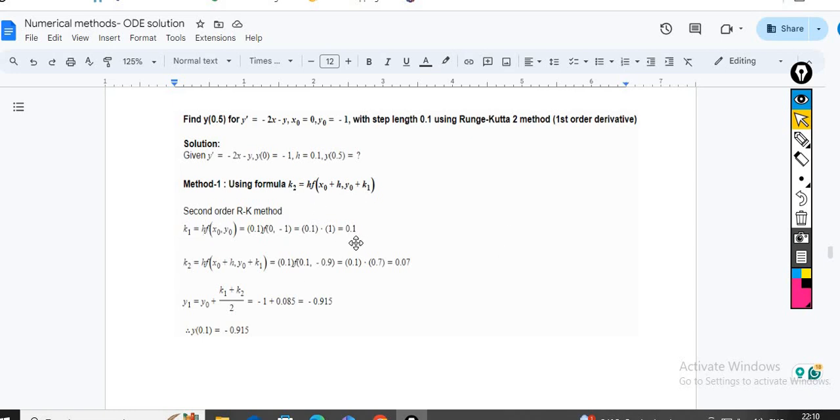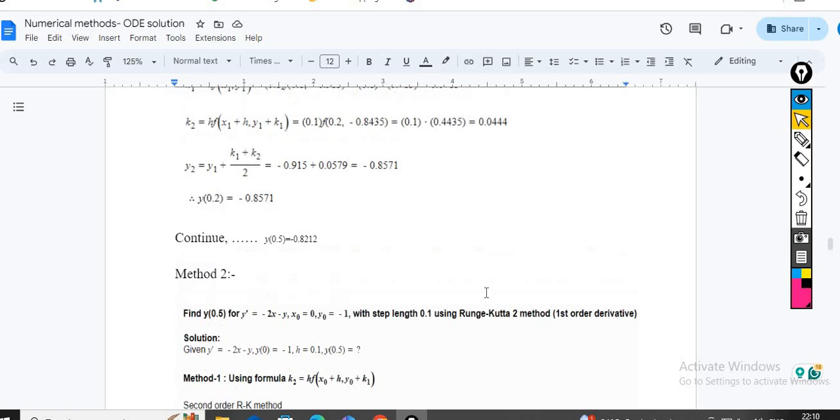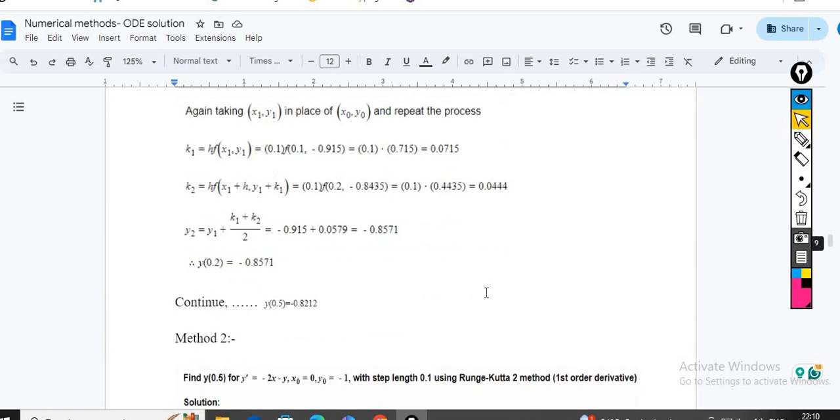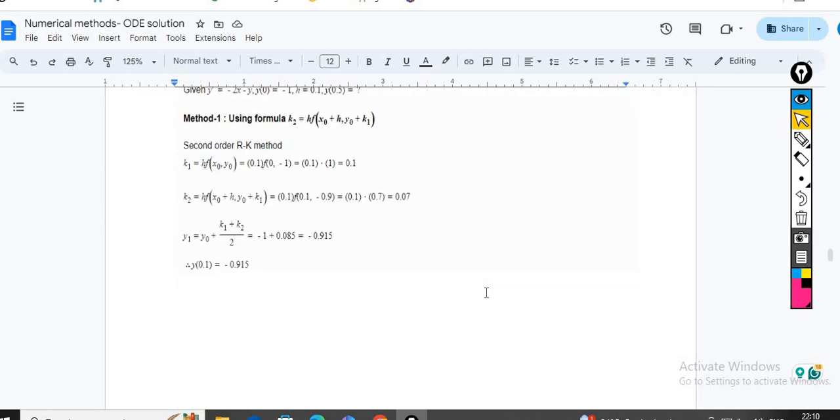So get k1. You know how to get k1, and this becomes the k2. So get that one. k1 plus k2 divided by 2. You can get that form.